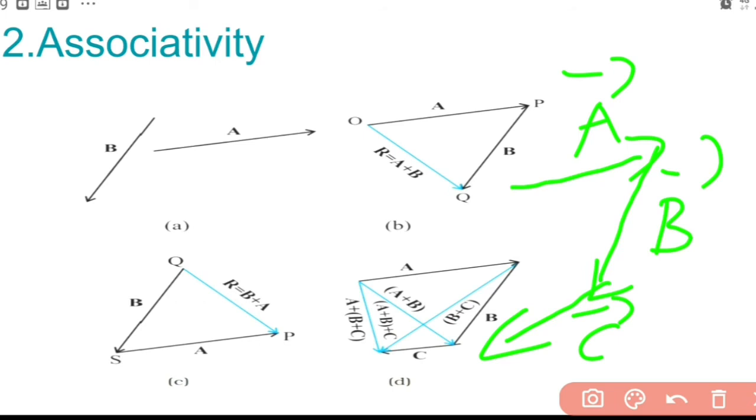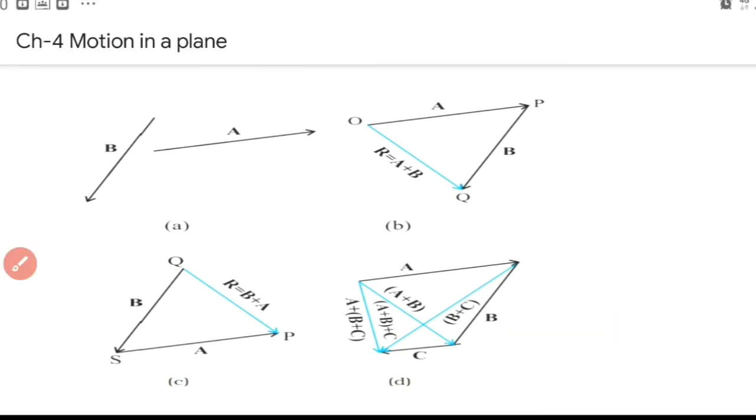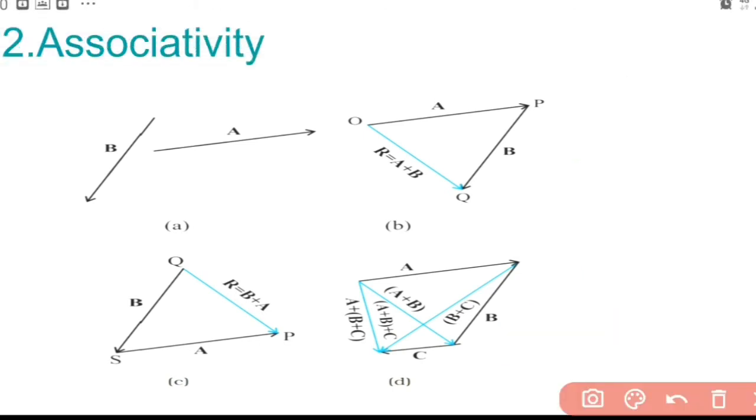Now what we need to do is prove that (A plus B) plus C is equal to A plus (B plus C). So first of all we need to find A plus B, then add it with C. Like that we have to proceed. So in doing that, first of all we have vector A plus vector B. So this is vector A, then vector B is this. So what is vector A plus vector B? This line is vector A plus vector B.